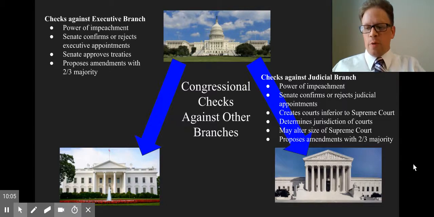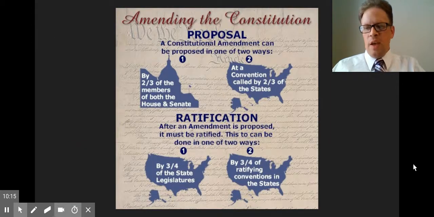Congress also has the power to propose amendments to the Constitution with a 2/3 majority in each House of Congress. In a sense, this is a type of check against the judicial branch and rulings it might disagree with. An amendment can also be proposed if 2/3 of the state legislatures call for a constitutional convention, so they can do this without Congress. Proposed amendments can be ratified either by approval of 3/4 of the state legislatures or 3/4 of state ratifying conventions, depending on which method they actually used.